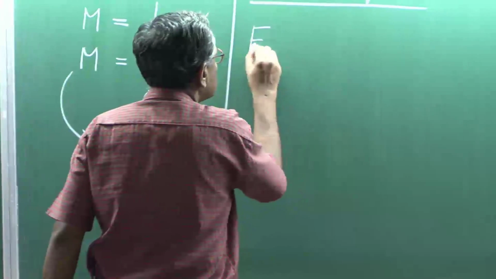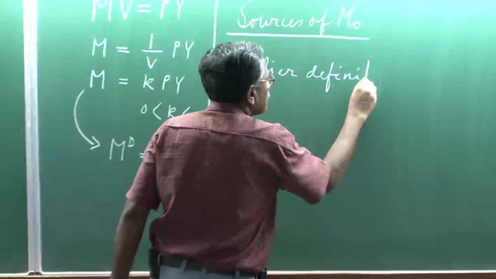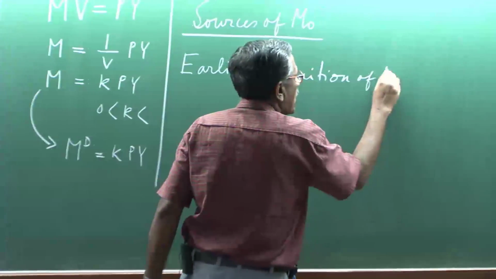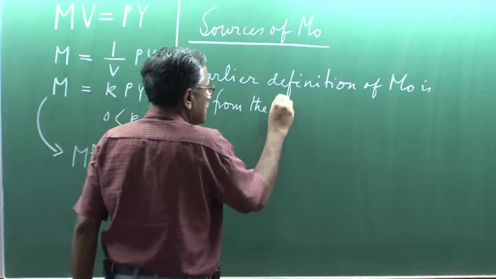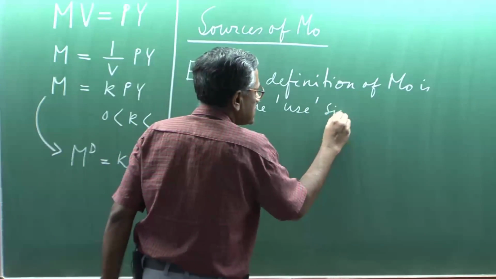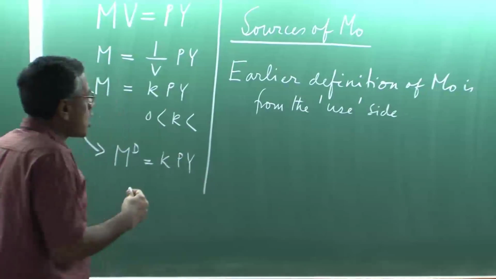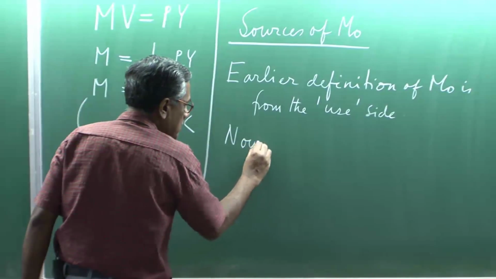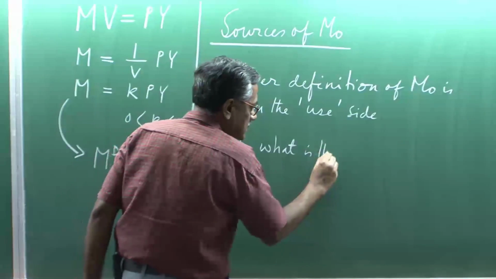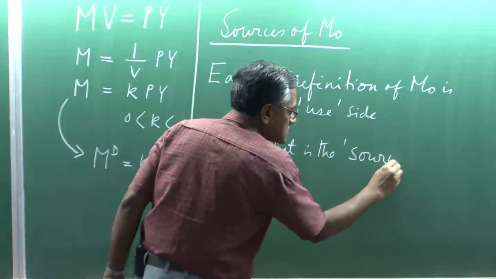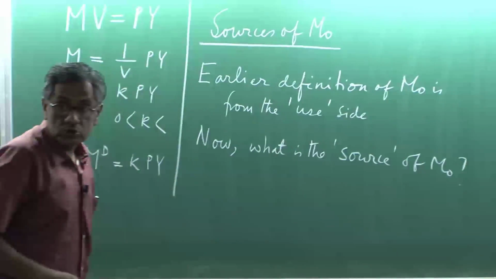So, the earlier definition of M naught is from the use side, how you are using it, the monetary base. What I will talk about now, what is the source of monetary base? There is a reason why I will do that.